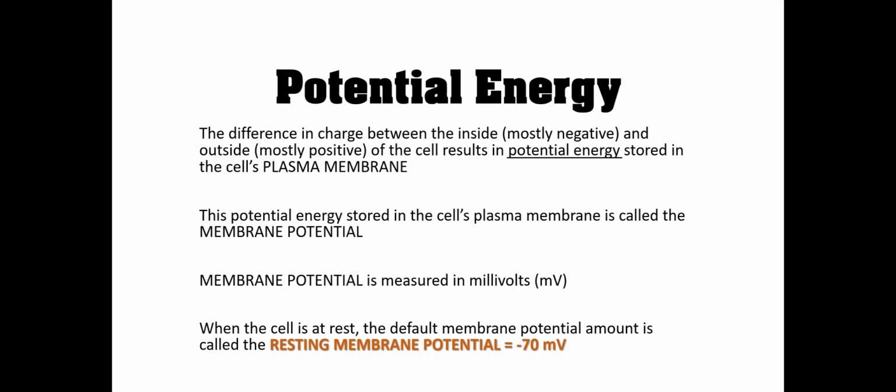And if you put those two together, the potential energy that's stored in the plasma membrane has a charge of about negative 70 millivolts. And it's negative 70 because there's a lot more negative charge than there is positive charge. And when the cell is just at rest and it has that negative 70 millivolt charge as potential energy inside of the plasma membrane, that's called the resting membrane potential.